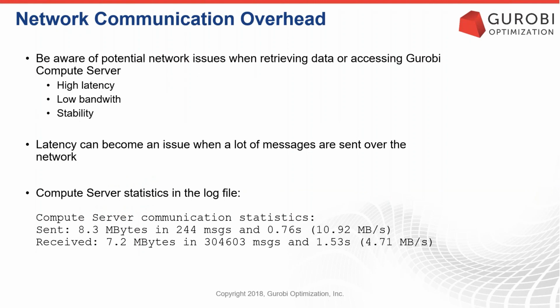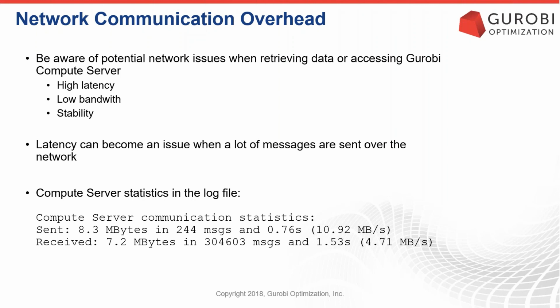In a situation where we have a client-server architecture, it usually means you need to transfer data and, of course, the model. For example, if you use the Gurobi compute server, be aware of potential network issues when retrieving data or accessing the Gurobi compute server, especially on networks with high latency. It means you send messages back and forth over the wire or over the air, and this takes some time. If you use a lot of API functions, this may take a significant amount of time because it's a protocol that requires that a message goes to the server, is processed, and goes back.